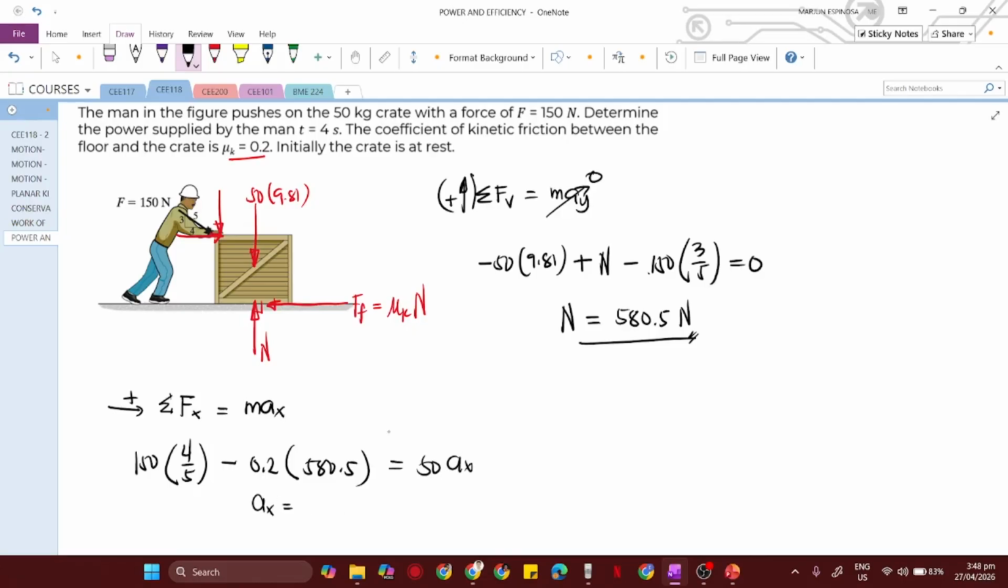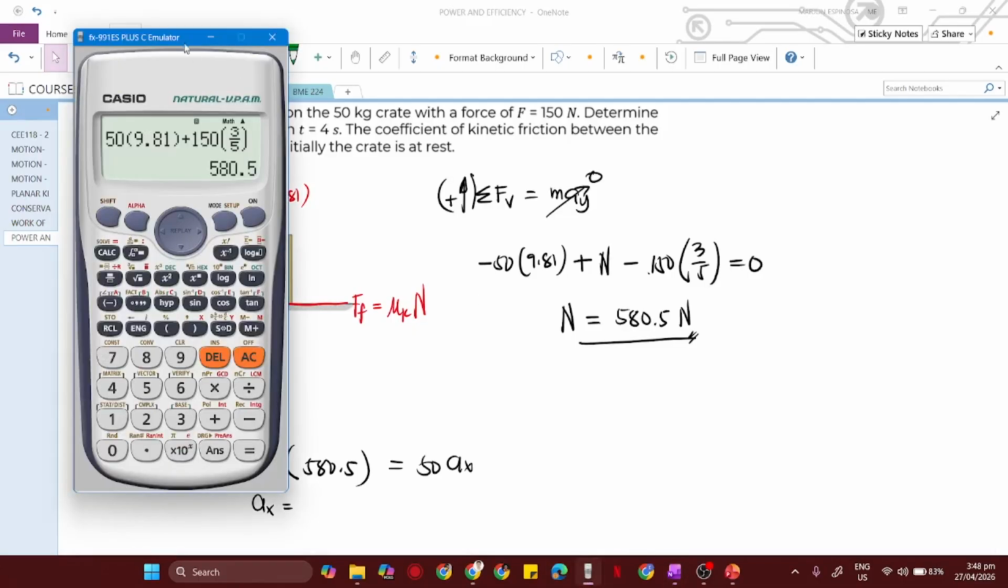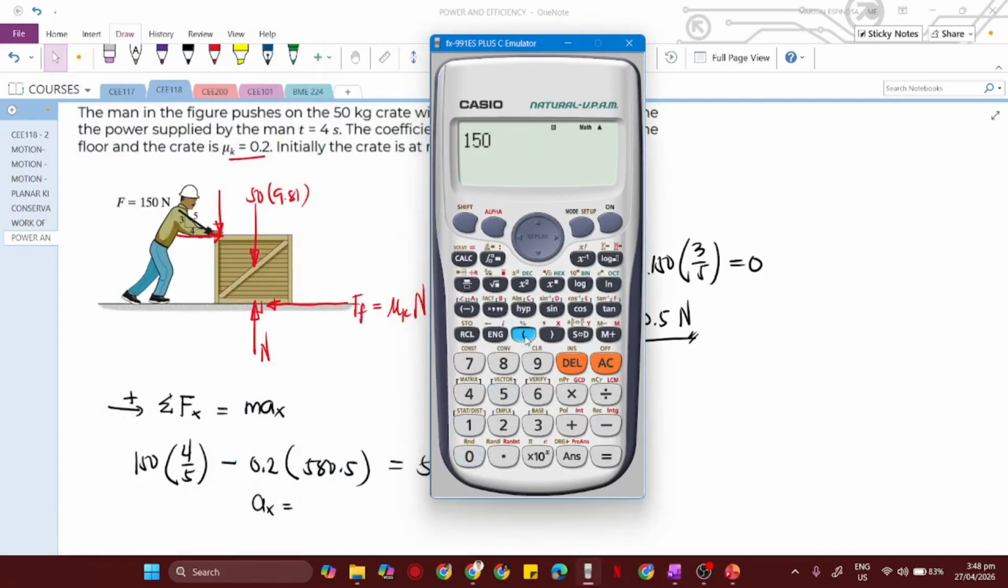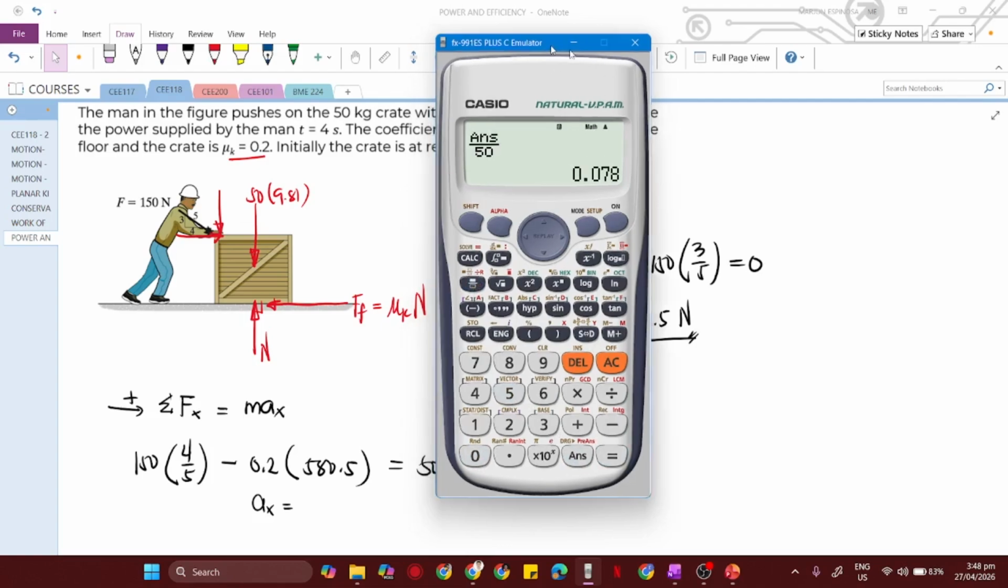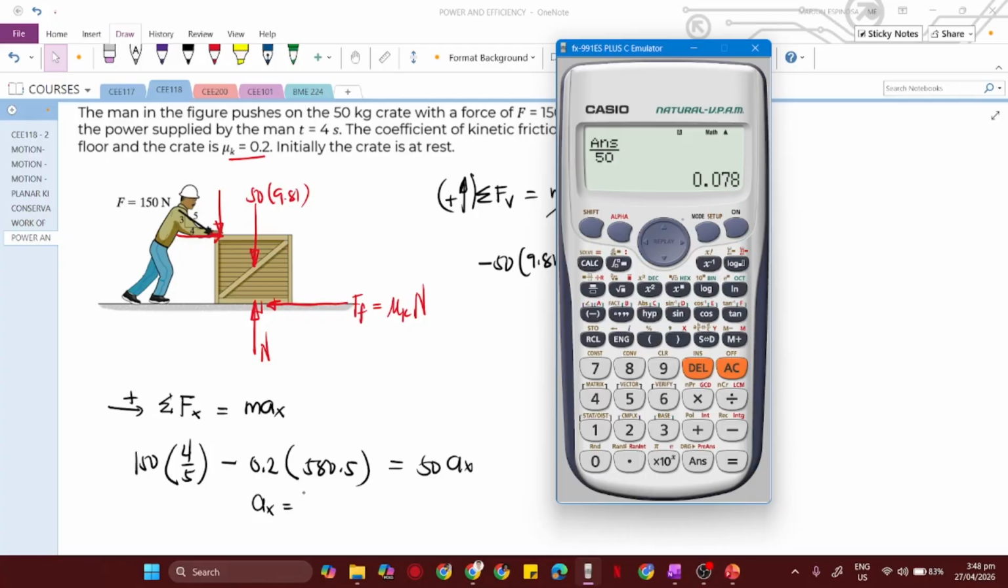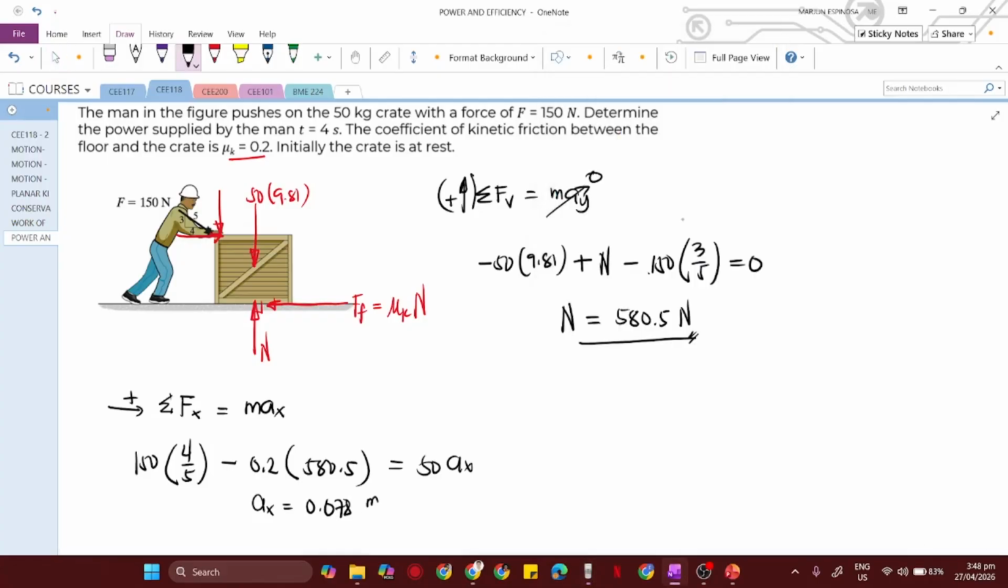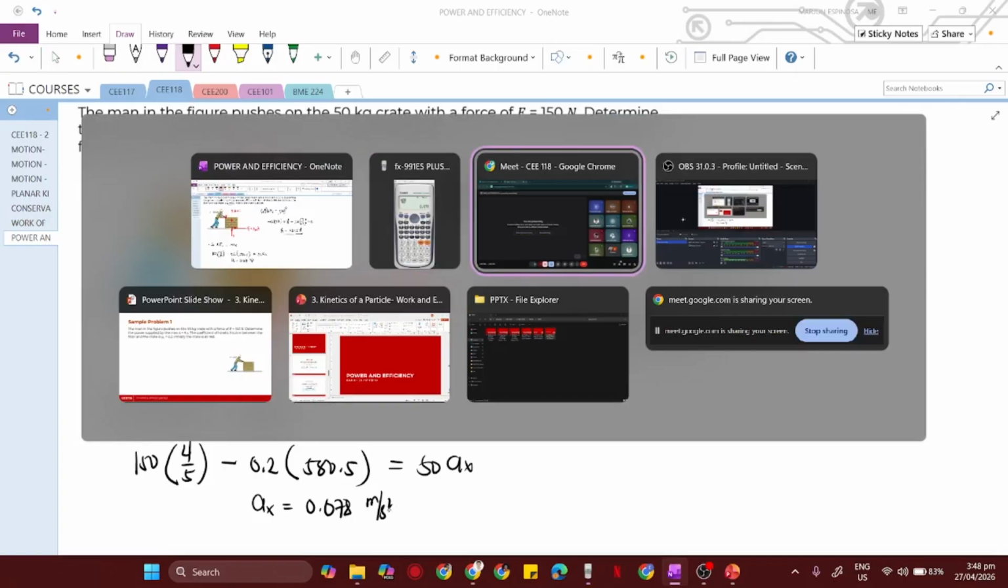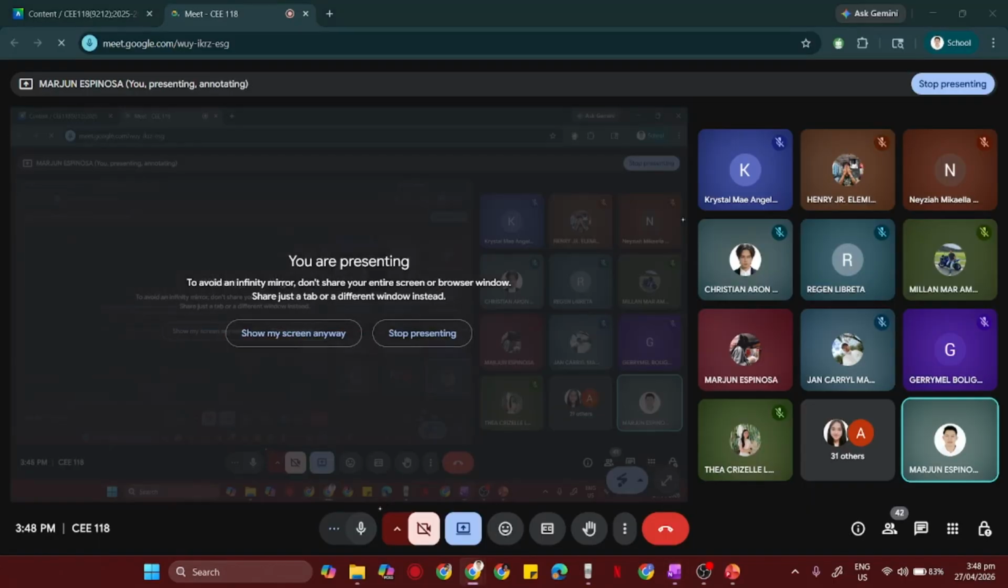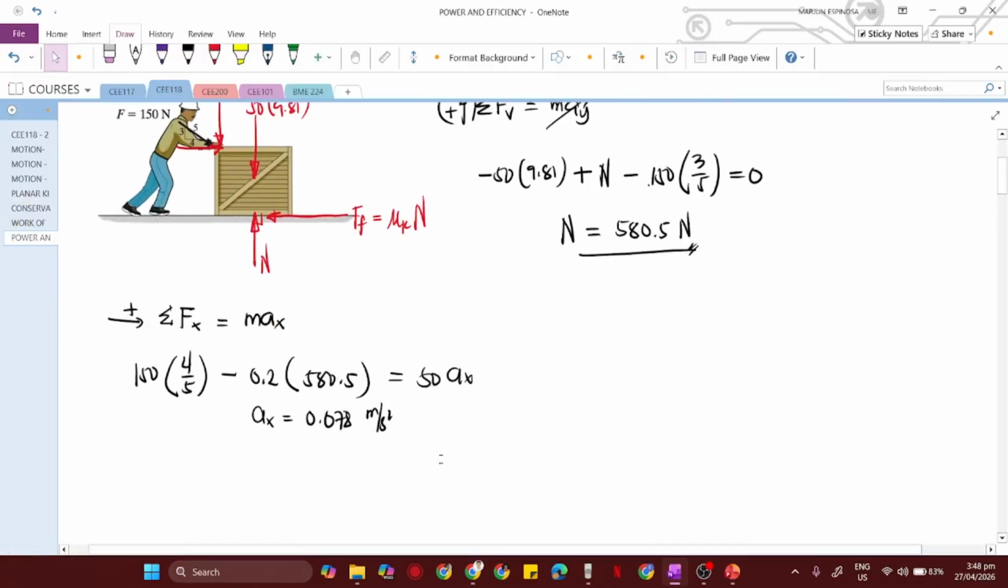Okay, therefore, ax is equivalent to, sige daw, pakibigay ng sagot, 150, 4 over 5. Kung meron na kayong sagot, kindly dictate naman. 580.5, okay, divide 50. Nandiyan pa ba kayo, class? That is 0.078. 0.078, that is meter per second square. Nandiyan pa ba kayo, class? Yes, sir. Okay, so that is our acceleration.